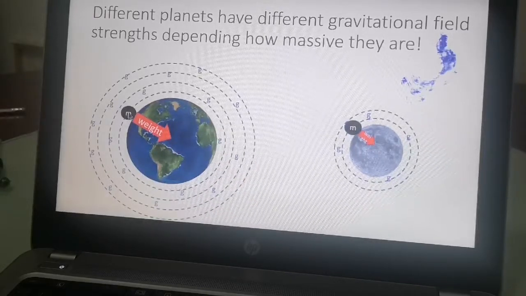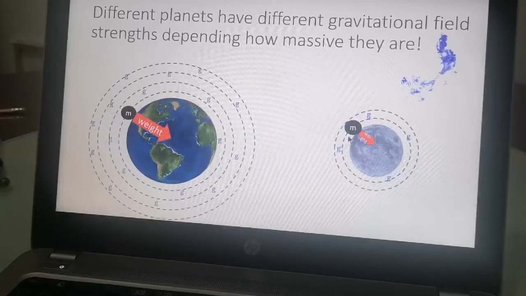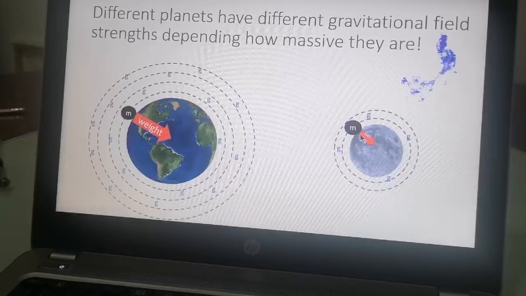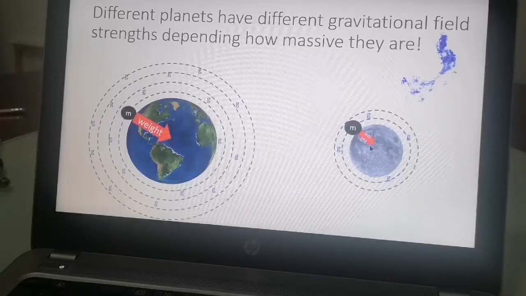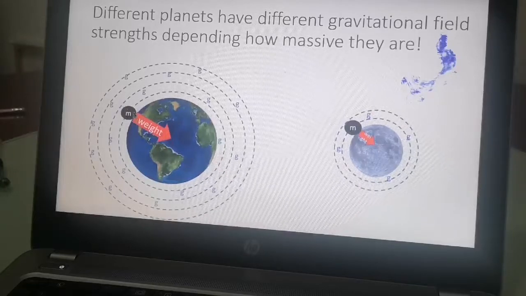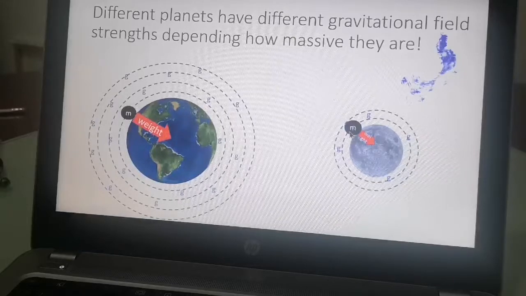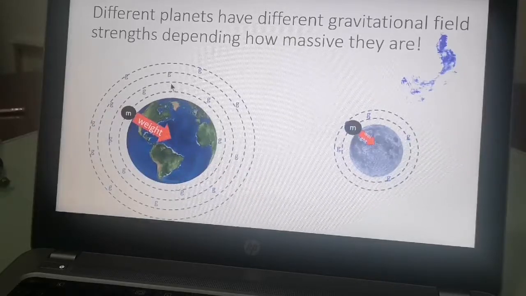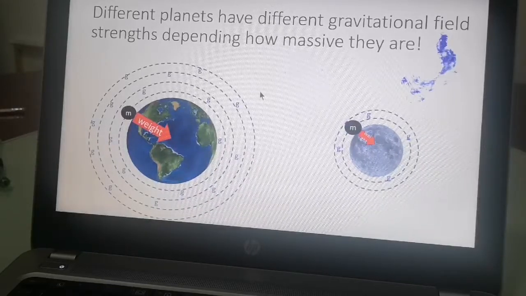So if you stand on Earth, maybe your weight is 800 newtons. But if you stand on the moon, maybe your weight is only 200. It's much less, 150. But your mass doesn't change, right? You still have the same atoms in your body, same particles. So your mass stays the same, but if we have more gravity, we have more force, more pulling. Okay?